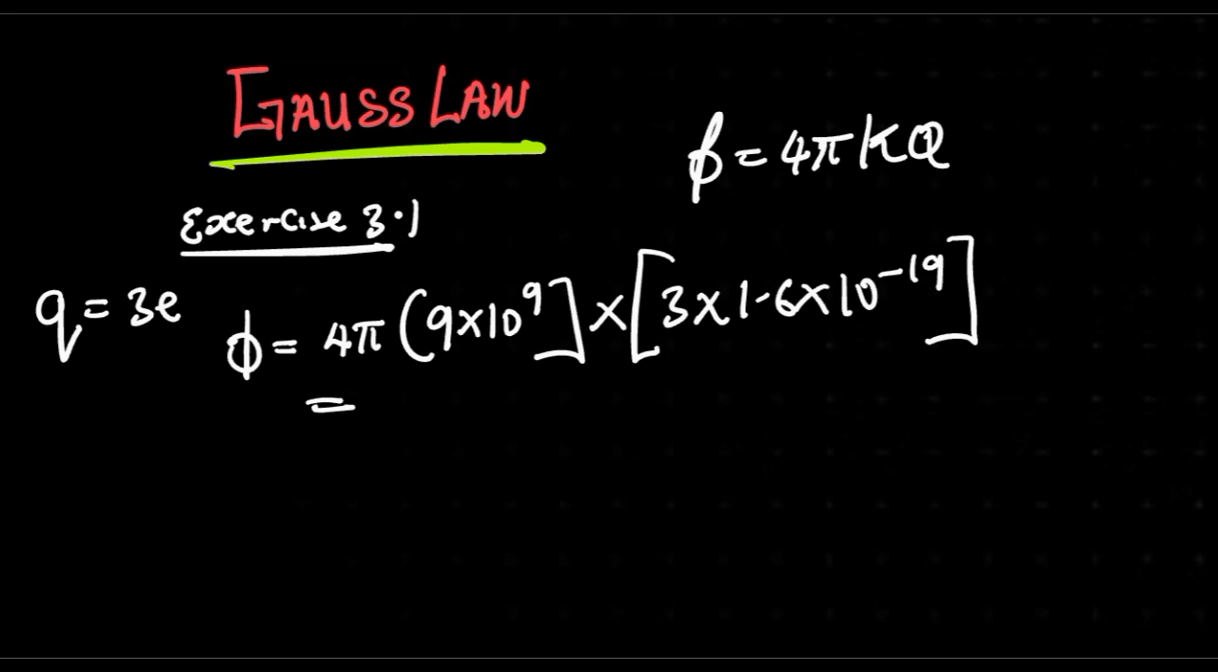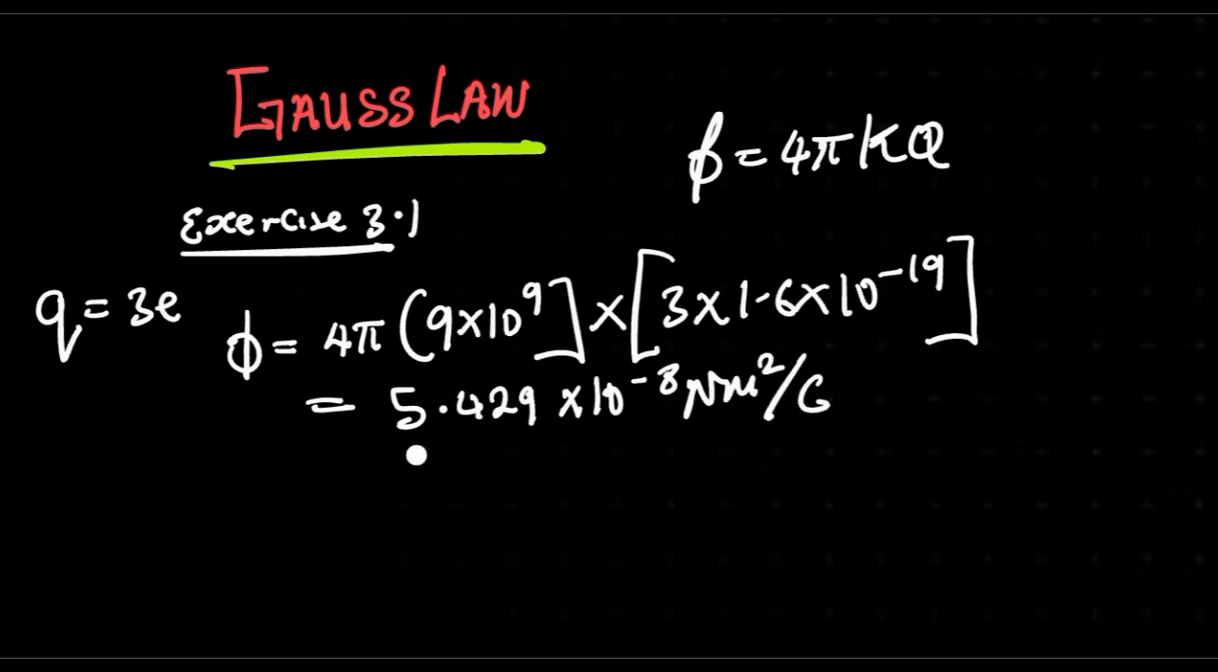So when you press your calculator and evaluate what we have here, we'll have an answer as 5.429 times 10 raised to power minus 8 Newton meter square per coulomb. Or you can approximate it as 5.43 times 10 raised to power minus 8 Newton meter square per coulomb.